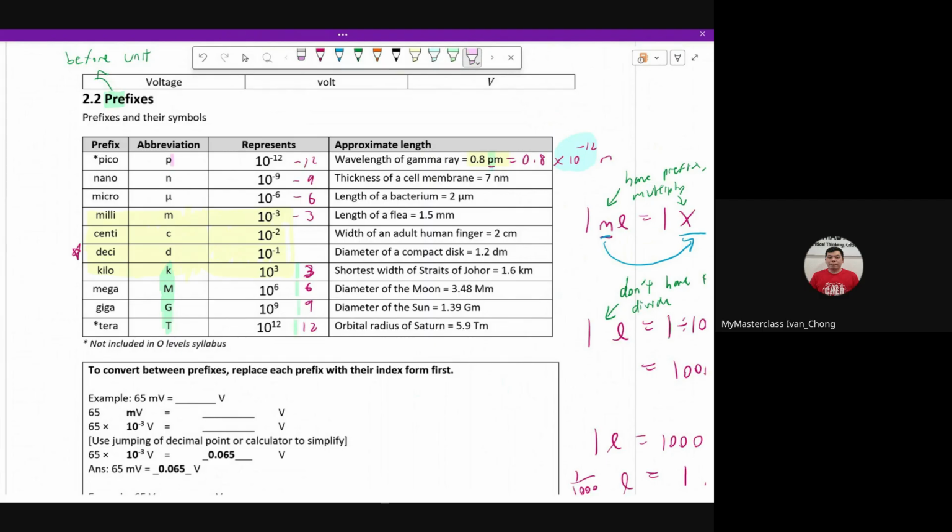Most of the letters that are small letters are negative. But the only exception is kilo itself. So kilo is one of the more special ones. Small k is +3, so 10 to the power 3, or 1000. Just be careful of this.